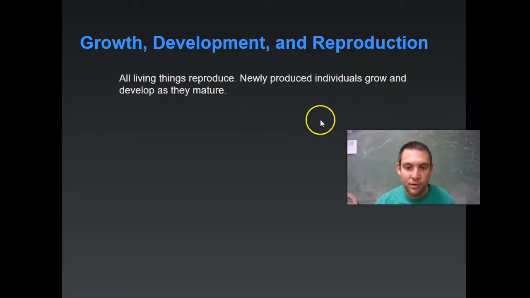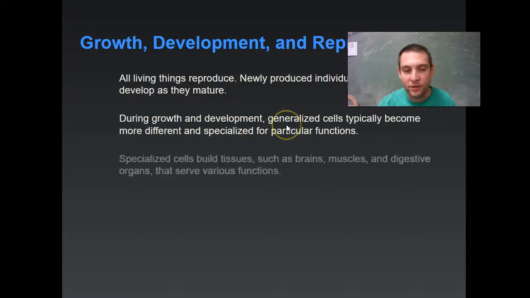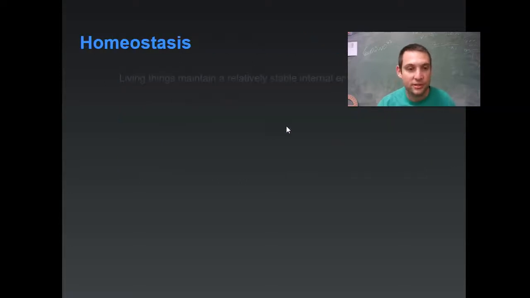All living things reproduce. Newly produced individuals grow and develop as they mature. During growth and development, generalized cells typically become more different and specialized for particular functions. Specialized cells build tissues like brains, muscles, and digestive organs that serve various functions.